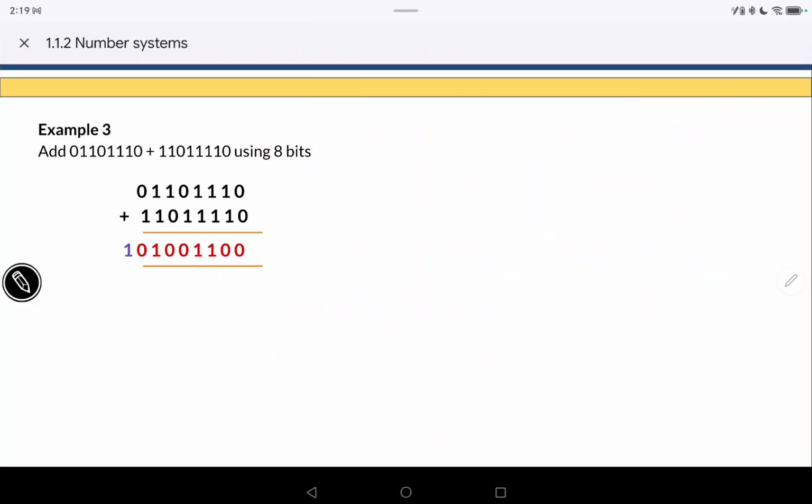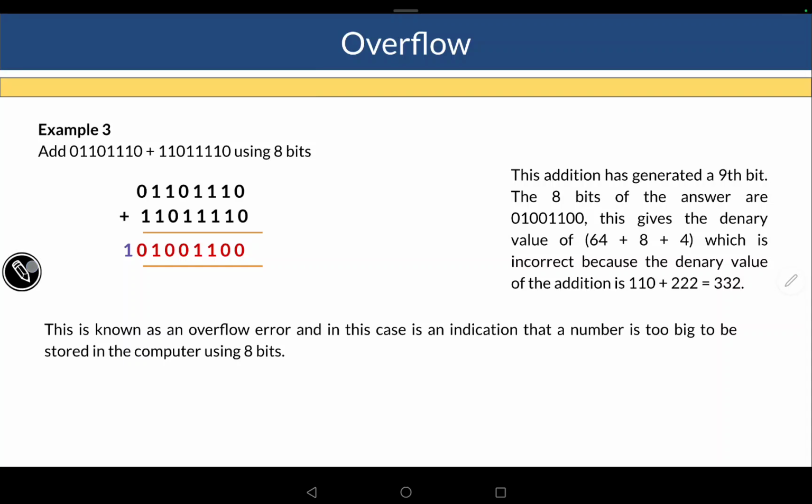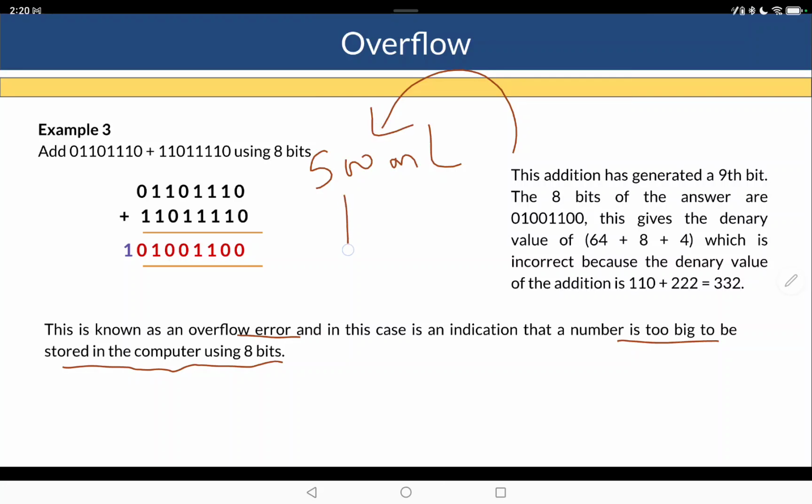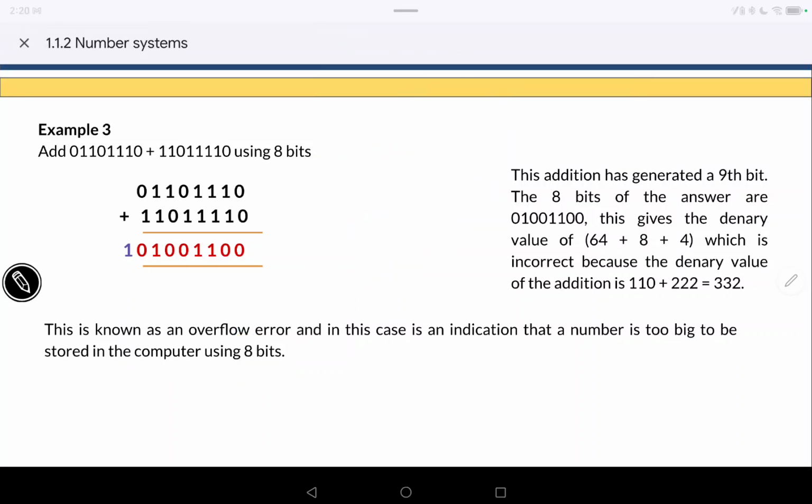And then how do we write that in the exam? Basically you just need to state that an overflow error has occurred. This means that the number is too big to be stored in the computer using an 8-bit register. Basically, it's like you have a container that can only accommodate 500 ml, and you're pouring in more than 500 ml into the container. So what will happen is there's going to be an overflow. So some liquid will be wasted. That is what overflow means.